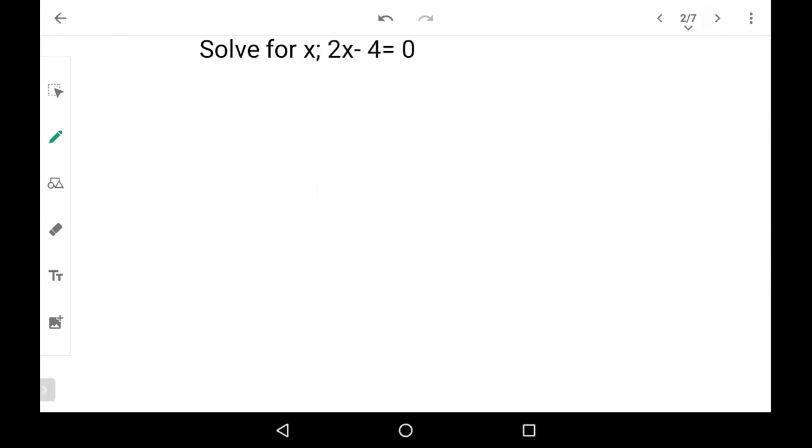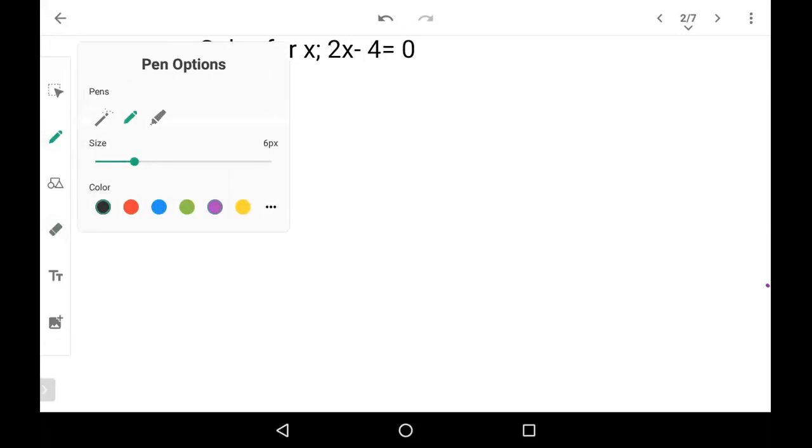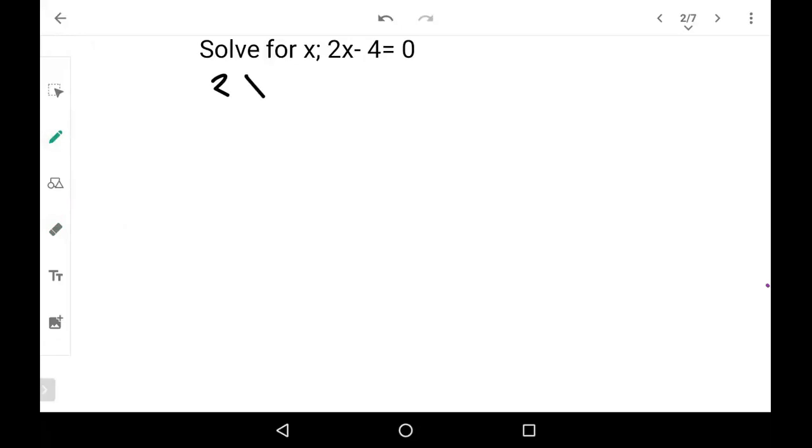Now the first question is asking us to solve for x, where it is a very, very simple equation. 2x minus 4 is equal to 0. Now here we will first write the equation completely. We go with black color. So 2x minus 4 is equal to 0. Now what am I supposed to do? Very good, you people have already solved it.